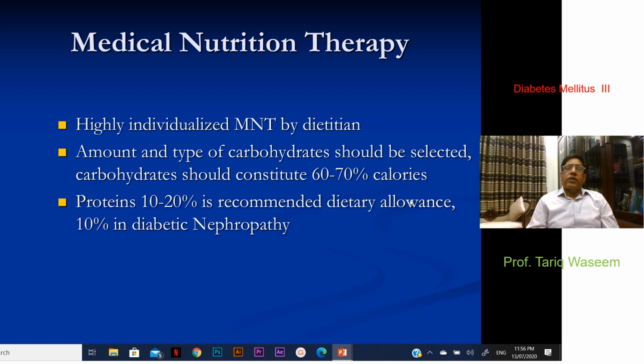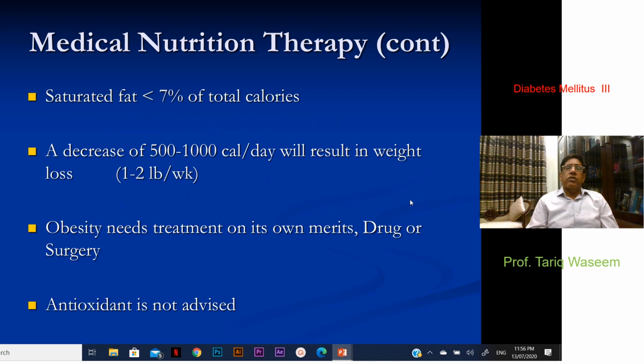60 to 70% of calories should be achieved from carbohydrates, 10 to 20% from proteins, around 7% from saturated fats.